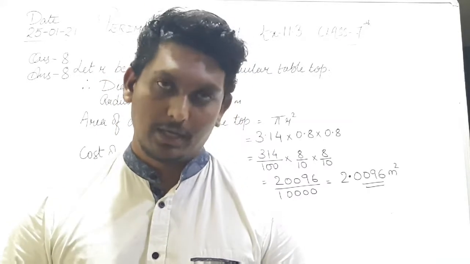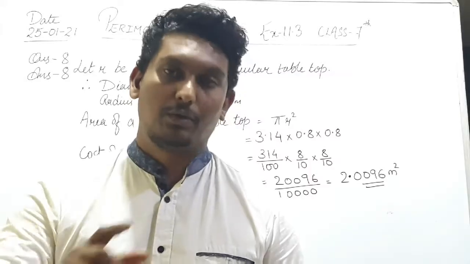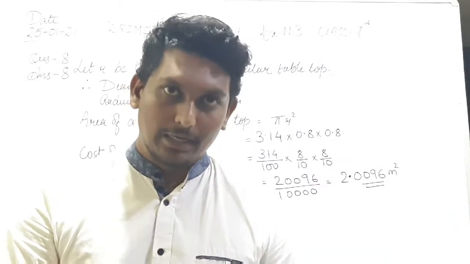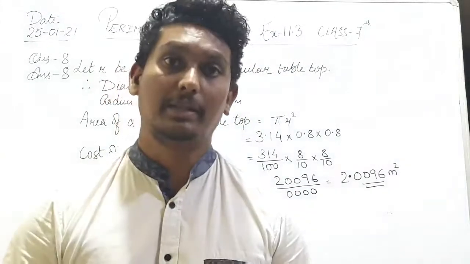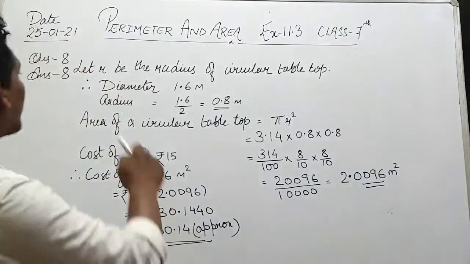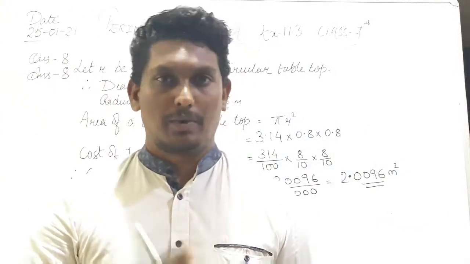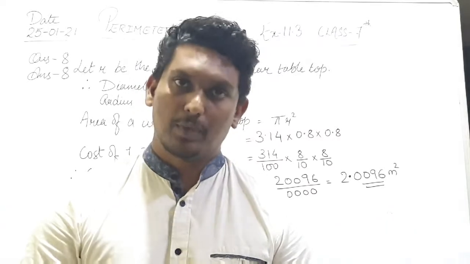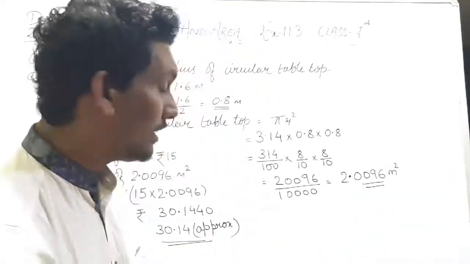top. So here we have to find the area, not the circumference. We are talking about polishing a certain area on the tabletop. So in this case we have to find the area, not circumference, right? So how to find the radius? Diameter is given to you. The formula for finding the radius is diameter by 2. So you will get the radius.